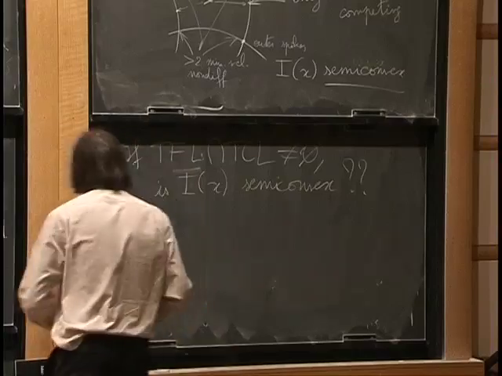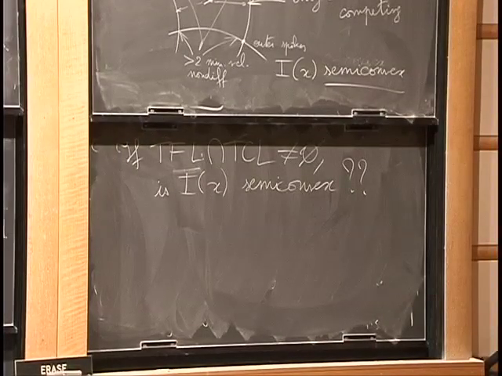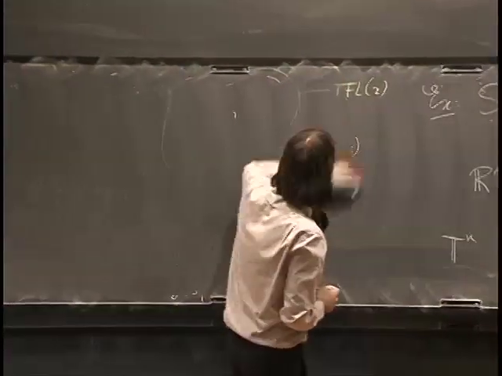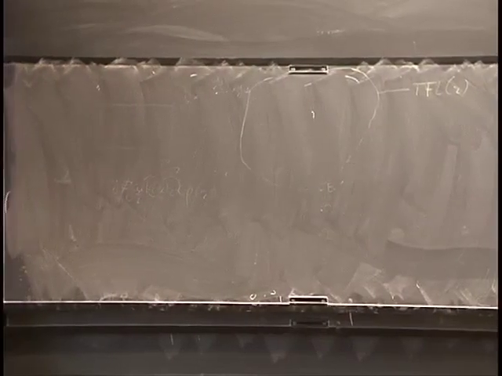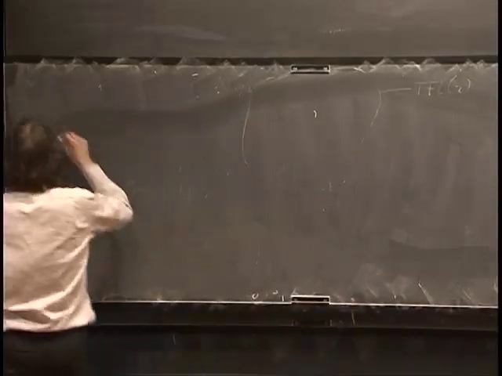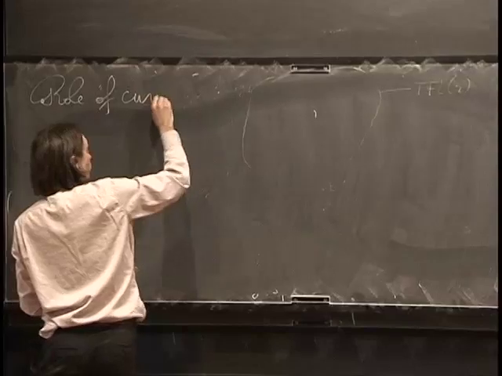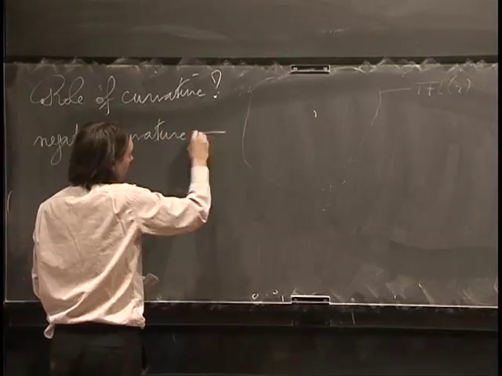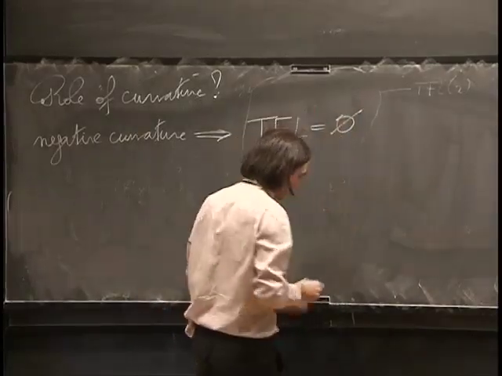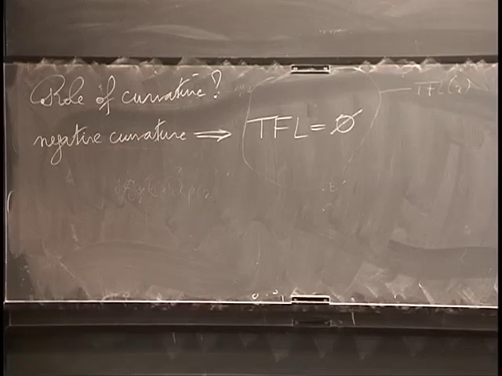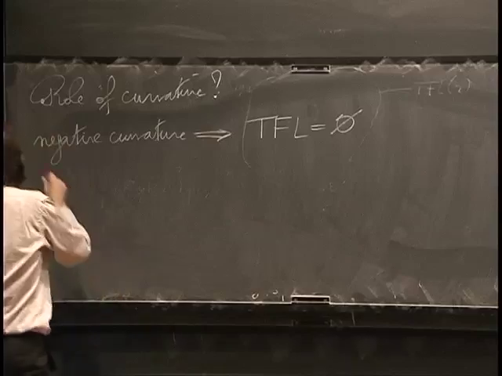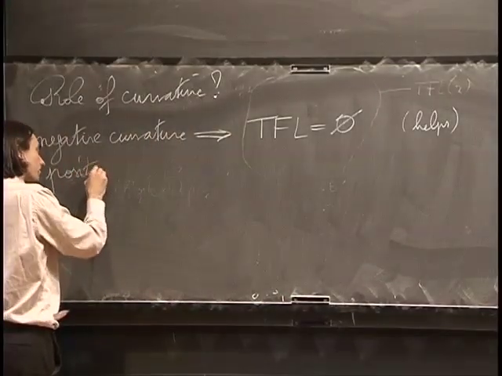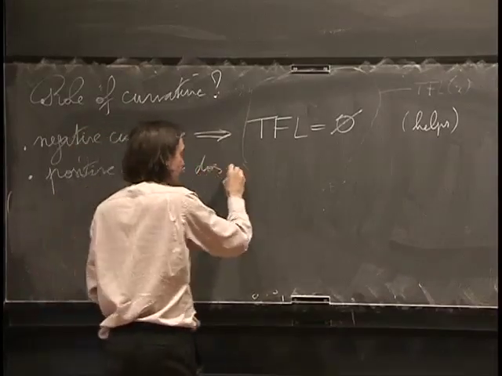Now, what's the role of curvature? So one thing which is very well known, the role of curvature. Negative curvature is good in the sense that negative curvature implies no focalization. This is one reason why negative curvature is so successful. Positive curvature does not help. Does not seem to help.